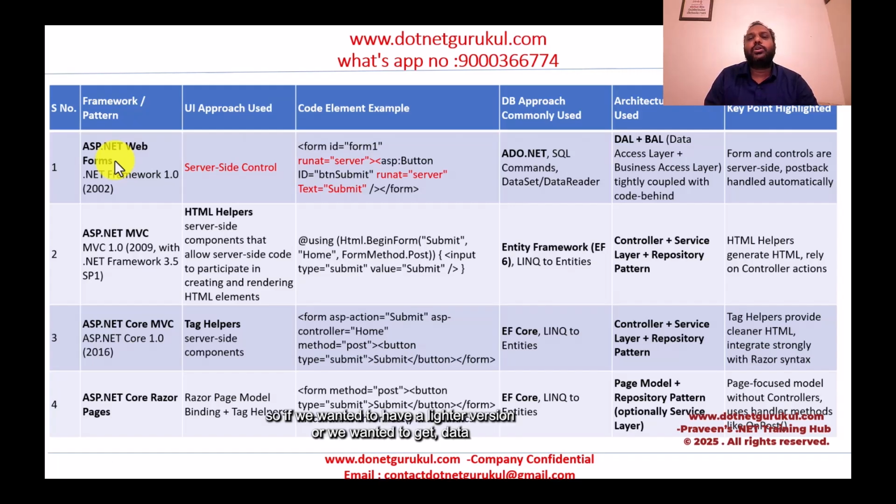So if we wanted a lighter version, or wanted to get data from the database or communicate with the server more easily, we jumped into ASP.NET MVC. I hope you understand, right? For communication to the server we used ADO.NET, and the architecture pattern they used was DAL and BAL, the data access layer and business access layer, and all that stuff. But this was not successful performance-wise. So later they came with ASP.NET MVC, and now we are working with ASP.NET MVC and ASP.NET Core Razor Pages.